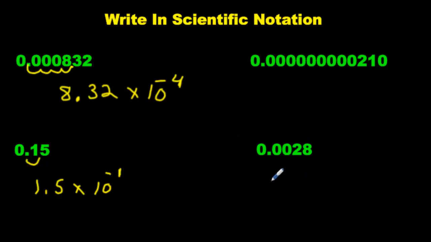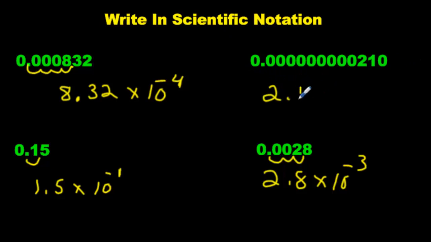Let's go to this one. We're going to make 2.8 times 10 to the 1, 2, 3. It's on the left, so negative 3. And this one here, that's a lot. See, that's where scientific notation comes in handy. When you've got all these digits, why are you wasting your time writing them? Just go like this. Go 2.1. Now, the zero is optional. I'll put it in.